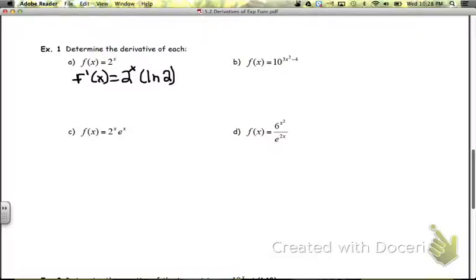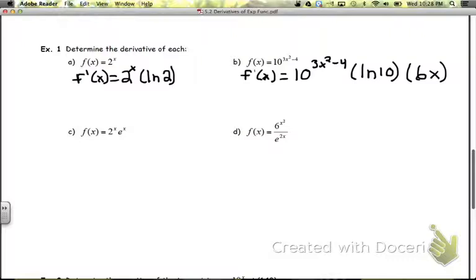Our next one, we have f of x is equal to 10 to the power of 3x squared minus 4. So we do the same thing where we leave our 10 to the power of 3x squared minus 4. Then we take ln of the base, which is 10. Then we take the derivative of the exponent. So that's our g prime of x, which is 6x. And that's as far as we can go in that question.